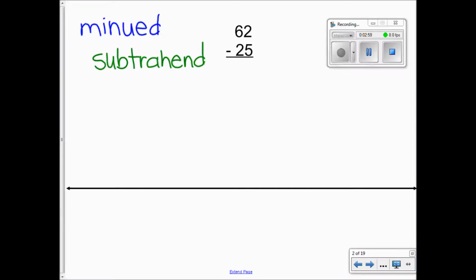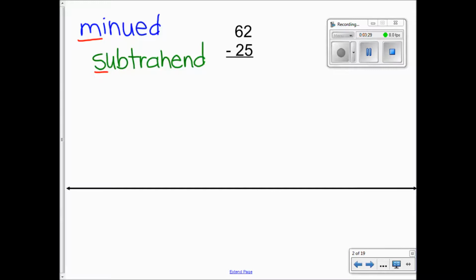Now I'll tell you something. I had trouble remembering which was which when I first started using this language. I was like, I can't ever remember which is a minuend, which is a subtrahend. I don't know why I couldn't get that. I want to show you the little trick I use, and I still use it sometimes. Minuend starts with an M, subtrahend starts with an S. In alphabetical order, M comes before S. That's just how I remember it. Minuend, subtrahend.